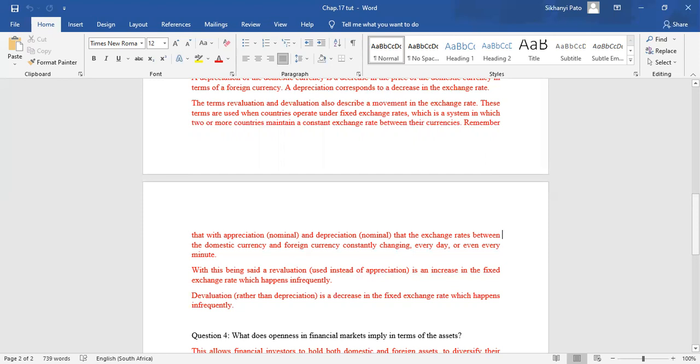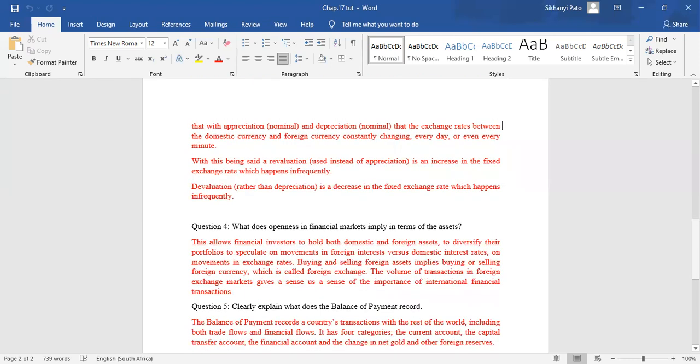So from here, we'll move on to question 4. What does openness in financial markets imply in terms of the assets?